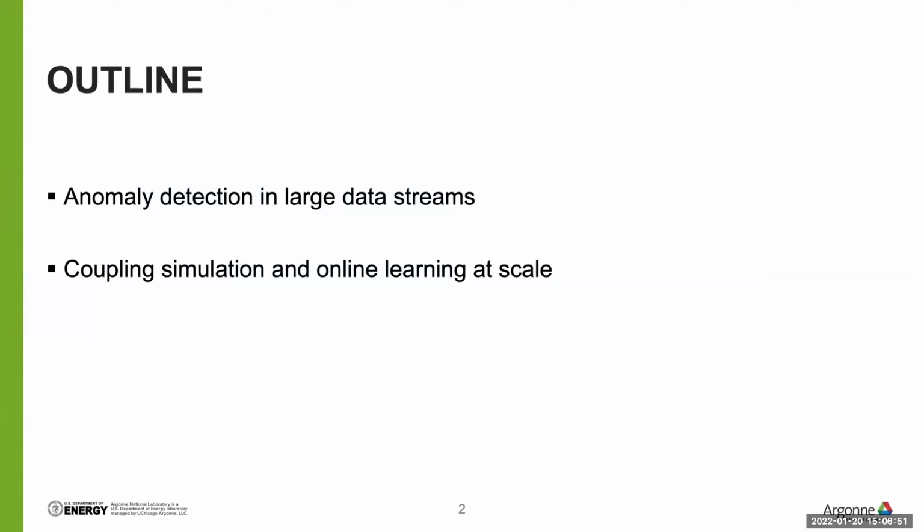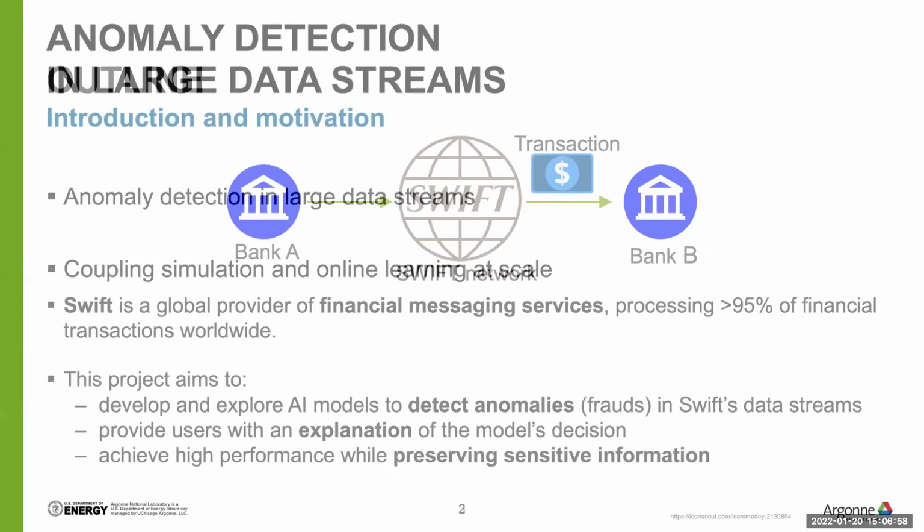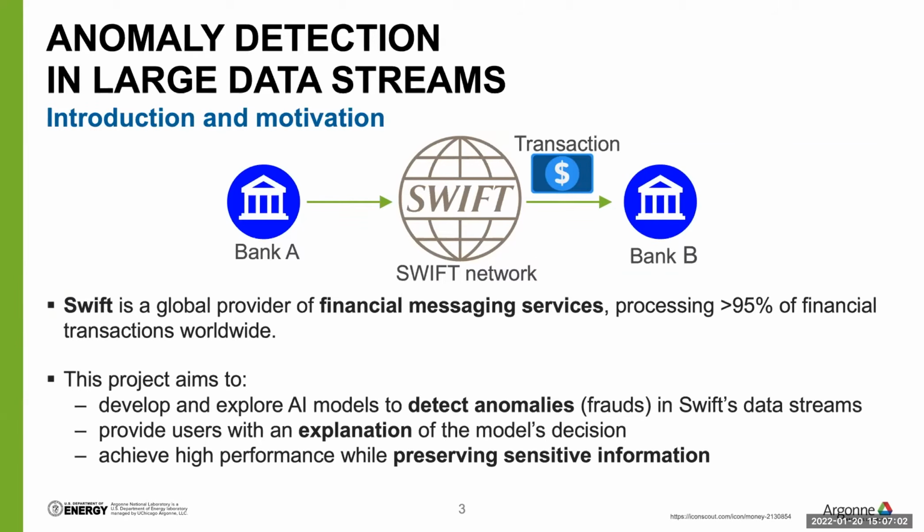The first one is about anomaly detection in large data streams. The second is about coupling simulations and online learning at scale. The project about anomaly detection is in collaboration with Swift, which is a company that provides financial messaging services and currently processes more than 95% of all financial transactions in the world. So how does it work? If a customer at Bank A wants to send money to a customer at Bank B, then this message goes through the Swift network, which is a network of banks. So it can go either directly from Bank A to Bank B, or can go through other intermediary banks, as is often the case, for example, for international transactions.